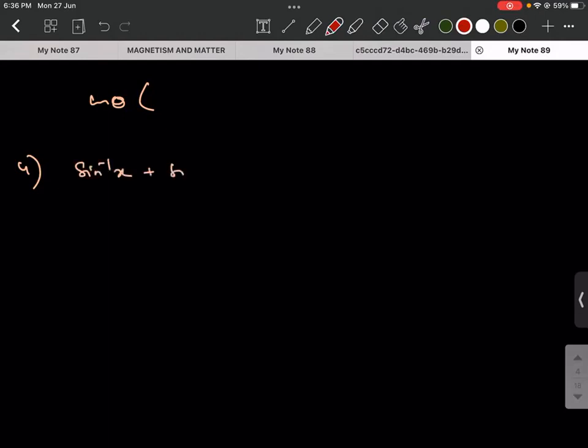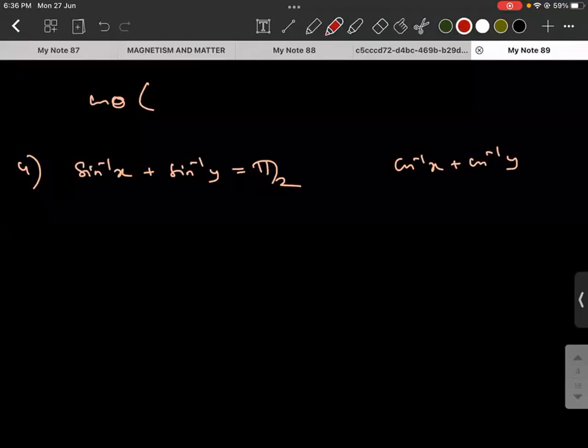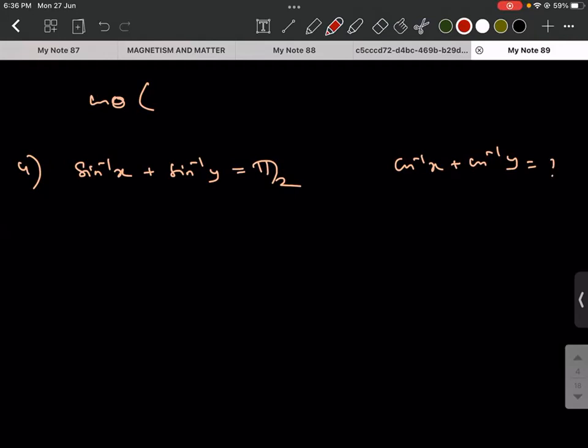Remember, sin inverse x plus sin inverse y is given as pi by 2. They are asking the value of cos inverse x plus cos inverse y. We need the value of this. When will I be able to find the value of this? When I know what x and y are. That is one way, or I can find it in terms of other variables.